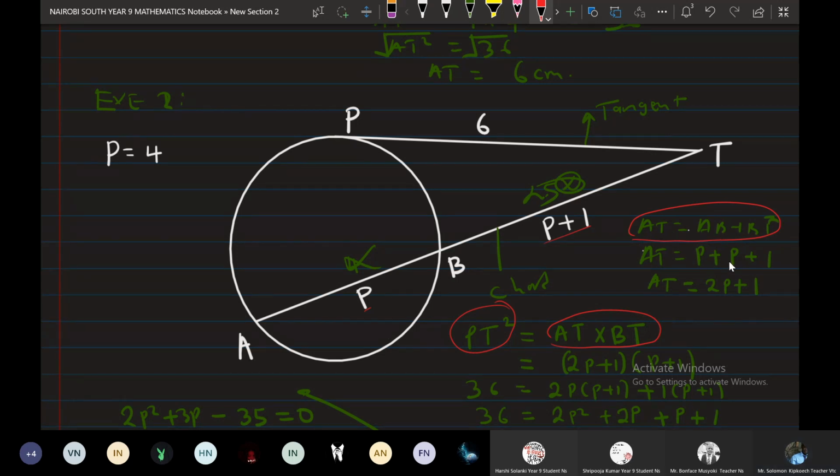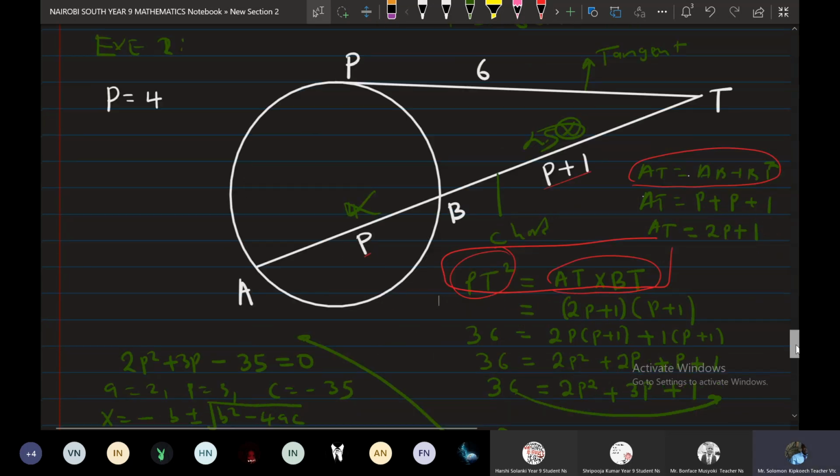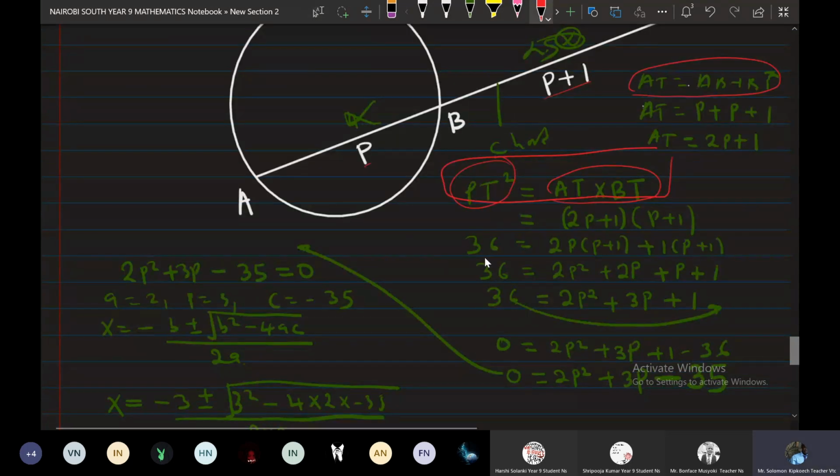So take P plus 1, and you get 2P plus 1. So the whole of this length is 2P plus 1. Then the one outside is P plus 1. So we go back to our rule: PT squared equals AT times BT. The tangent was 6, so 6 squared equals AT, which is this one, times that. Then we open the brackets and expand this one.